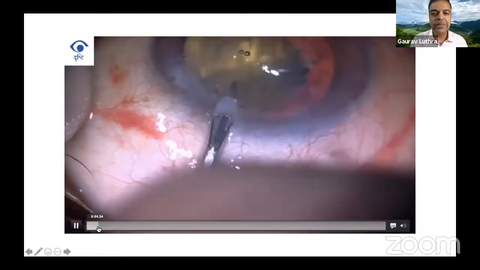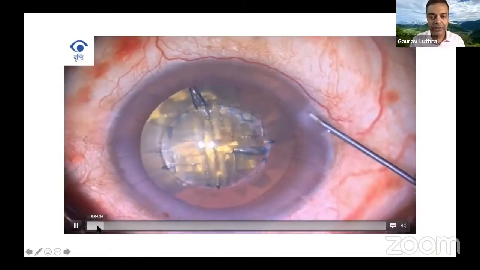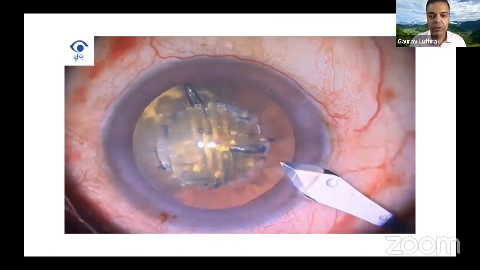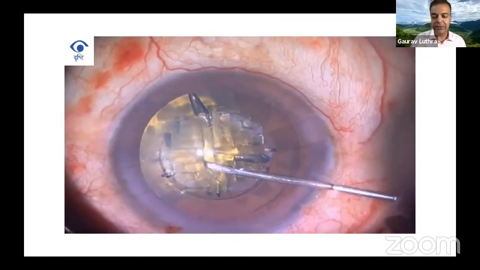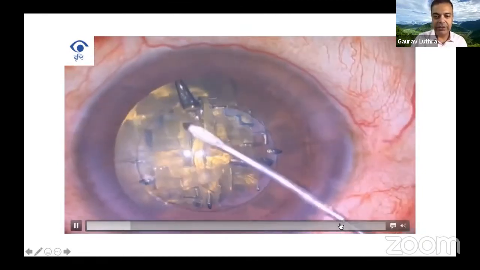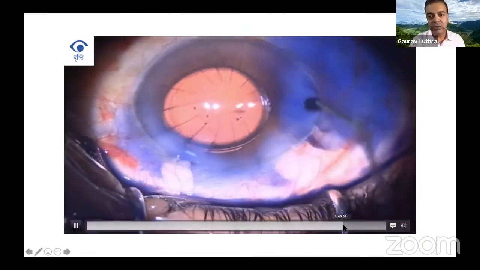Just watch that. I don't even need to stabilize my globe with a counter pressure. I'll just make the main port incision very precisely. There is no stabilization of the globe, and the blades are fantastic. So it can actually give you an excellent result. And just watch the end of the surgery. As I finish the surgery, I do a trypan blue Seidel's test to check my main ports.